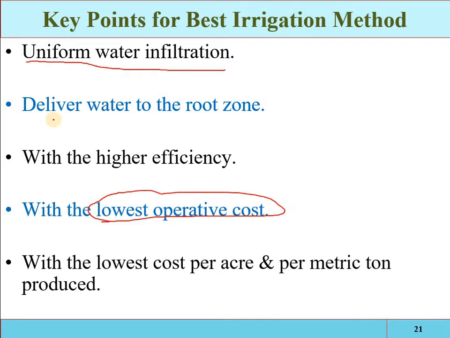Okay, meaning the product which is produced by the area, so actually the cost of the irrigation will be applied per ton of product or per acre of product. So if it is less, then the method which you have selected will be the best one. Okay, so in this second lecture we have discussed the types of irrigation and the methods of irrigation. Thank you.